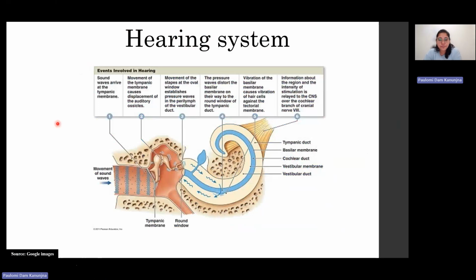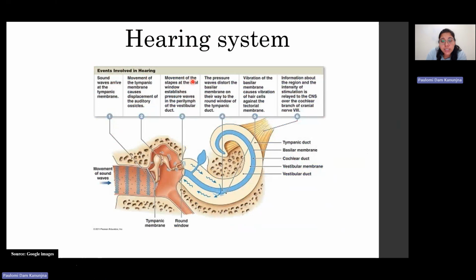So as you can see here, all these three things that I just read are basically mapped out here. You start with this. Your sound waves appear at the tympanic membrane, which is here. These are the inner ear malleus, incus, stapes. The first thing is sound which reaches your tympanic membrane. The tympanic membrane will move. As it moves, it causes displacement in these auditory ossicles. Ossicles means bones. So these bones will move.